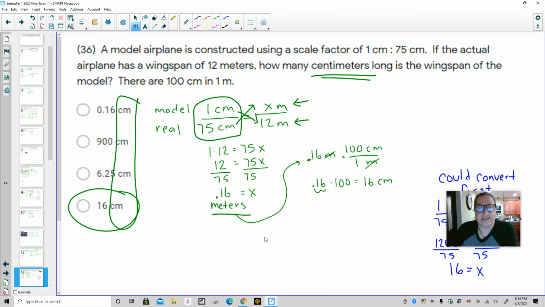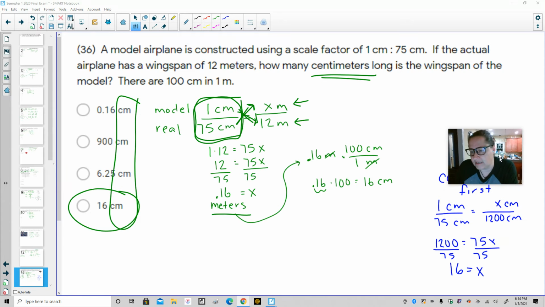Model airplanes constructed using a scale factor. So that's the first thing I'm going to write down. My model is 1 centimeter and the real thing is 75 centimeters. It wants to know if the real thing is 12 meters, how big is the model going to be? So I chose in the first round in green to not convert yet, just cross multiply. So 1 times 12 equals 75 times x. Opposite operations gives me 0.16, but that's meters. There's 100 centimeters in a meter. Move my decimal 2 places and I get 16 centimeters.